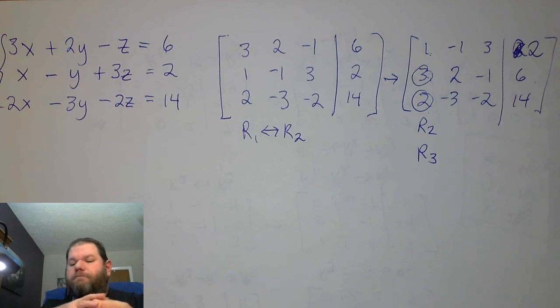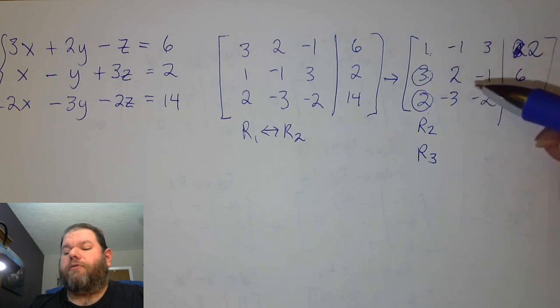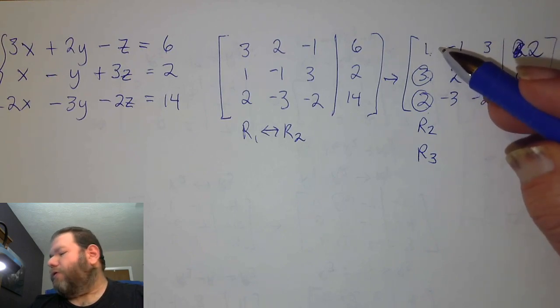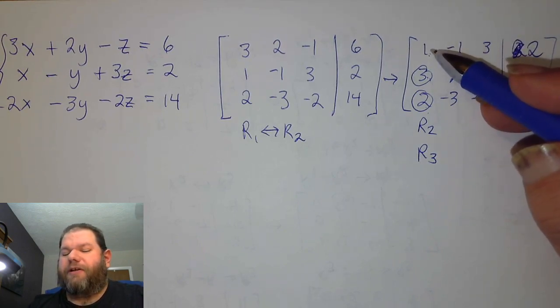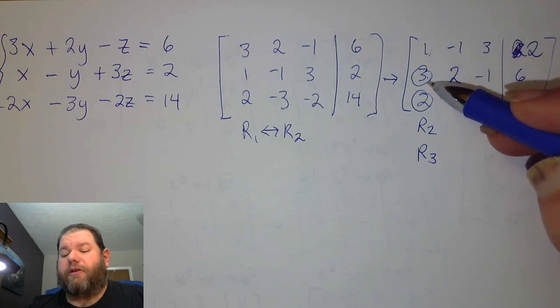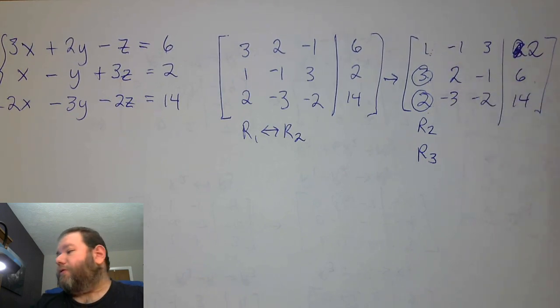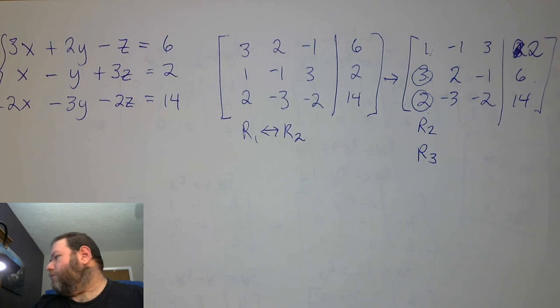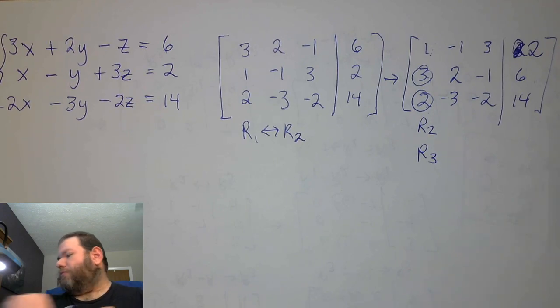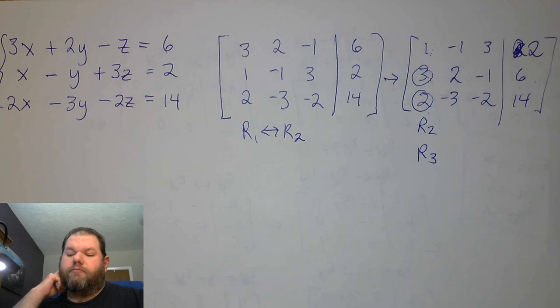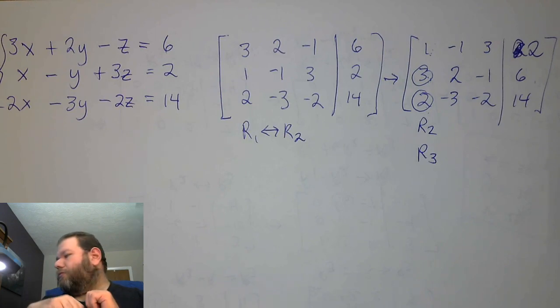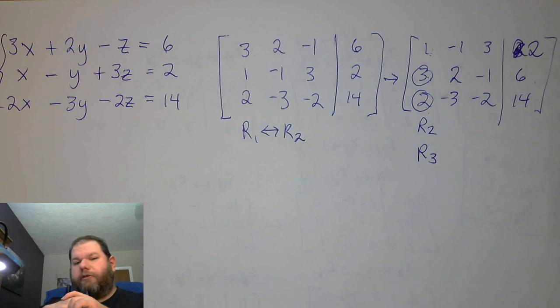Hmm. We don't want to work with these two together. What we want to do is take row 1 and use that to make this 0, and then use that to make this 0. Y'all see what I mean?